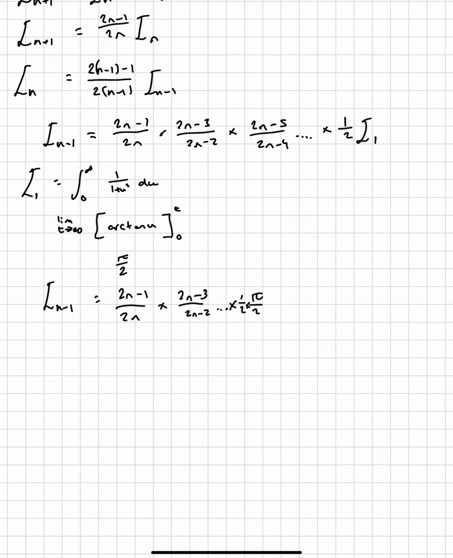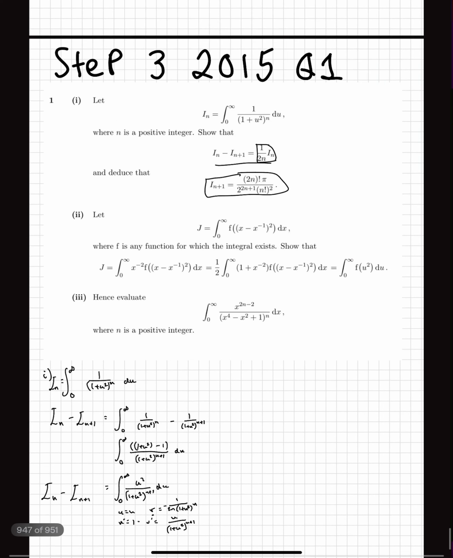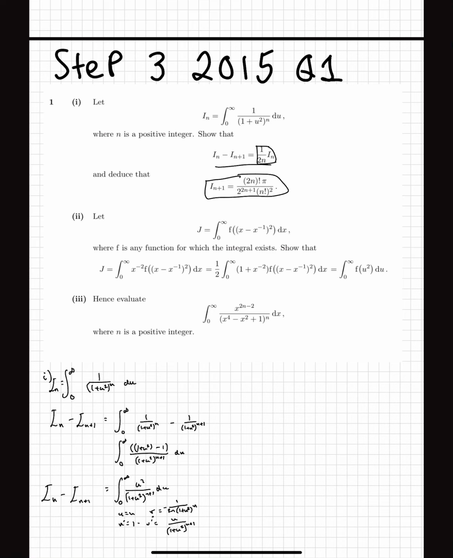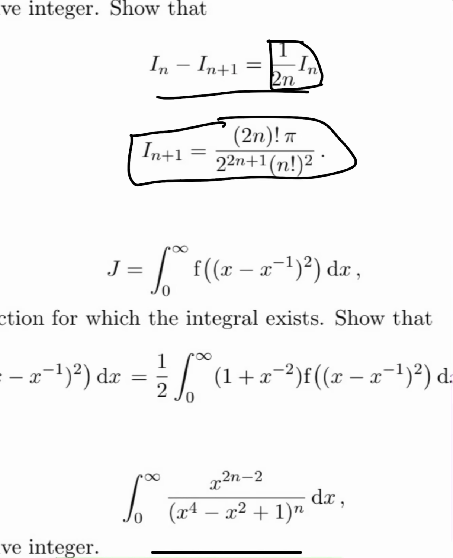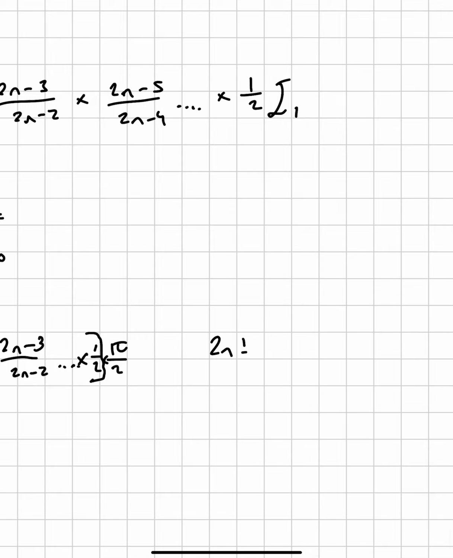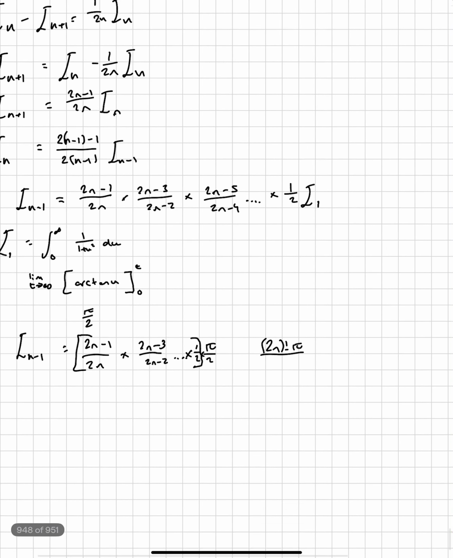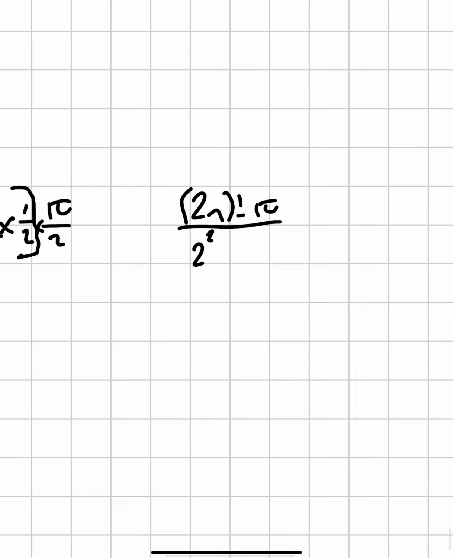Okay, so if we ignore the pi over 2 for now, this bit here, what I think we need to look at is in relation to what we're given here, because deriving this without knowing it beforehand would be way more difficult. So we've got 2n factorial times pi, and then we have 2 to the 2n plus 1 times n factorial squared. So 2n plus 1 times n factorial squared.